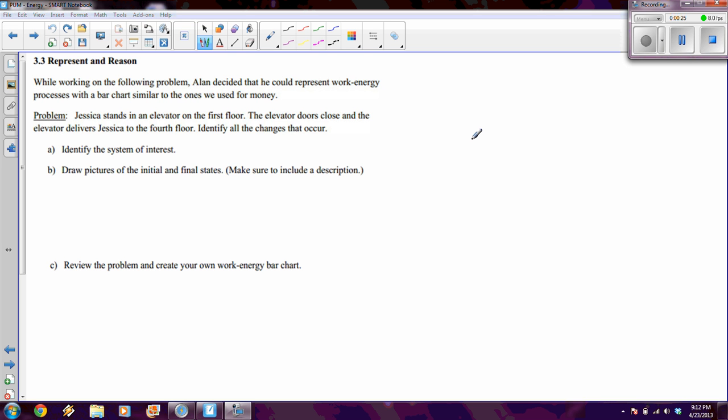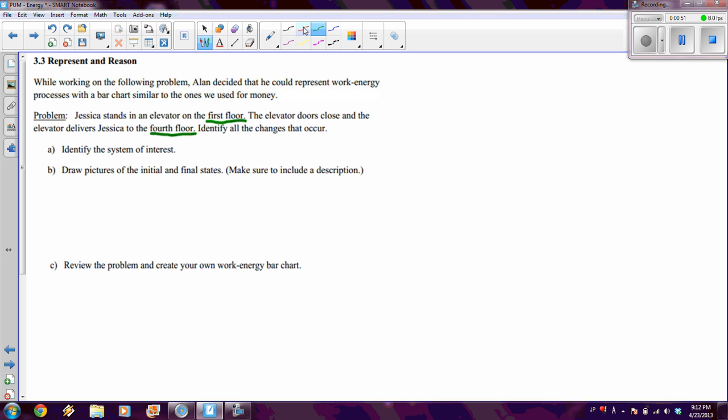So the problem is, Jessica stands in an elevator on the first floor. The elevator doors close and the elevator delivers Jessica to the fourth floor. Identify all the changes that occur. So in here, the changes that we're going to identify is that Jessica is first starting on the first floor, and then she ends up on the fourth floor. So that's our changes going on here.